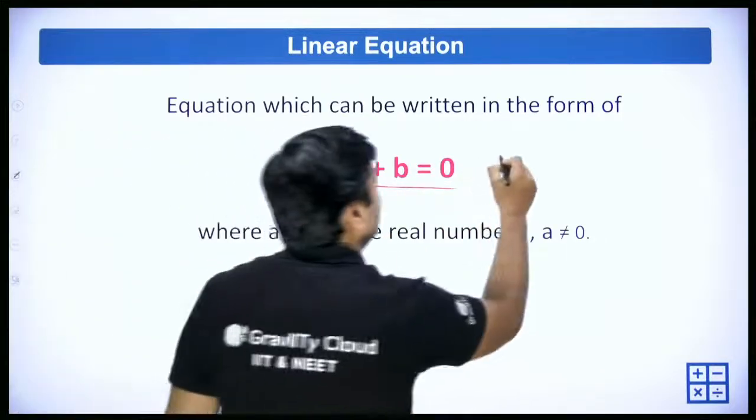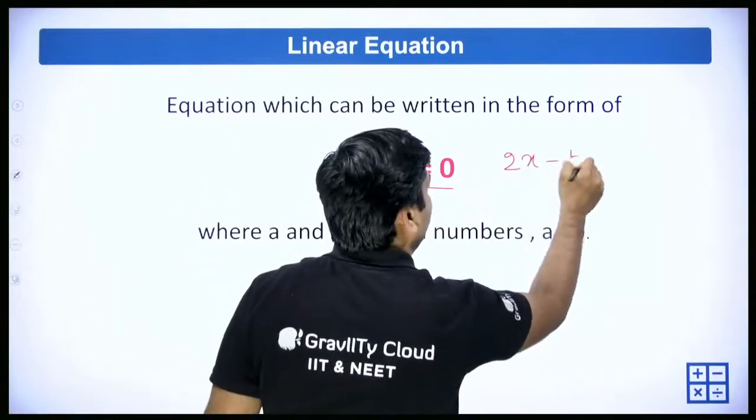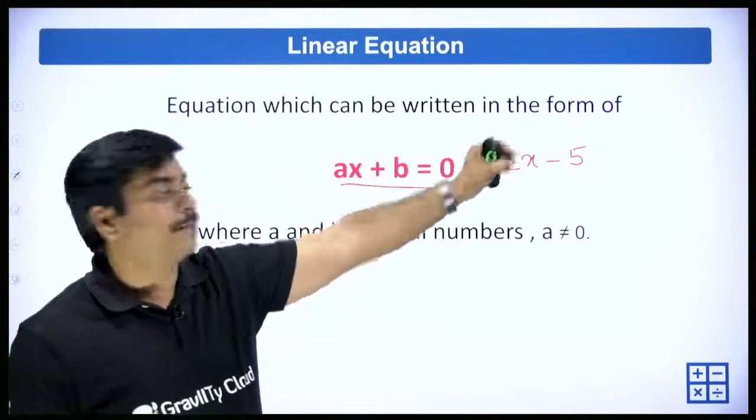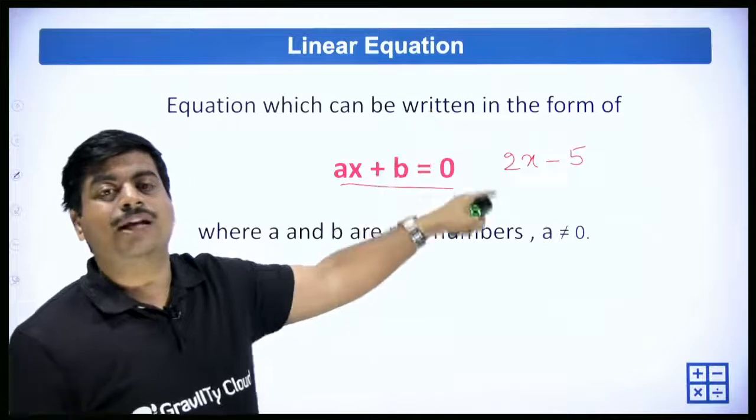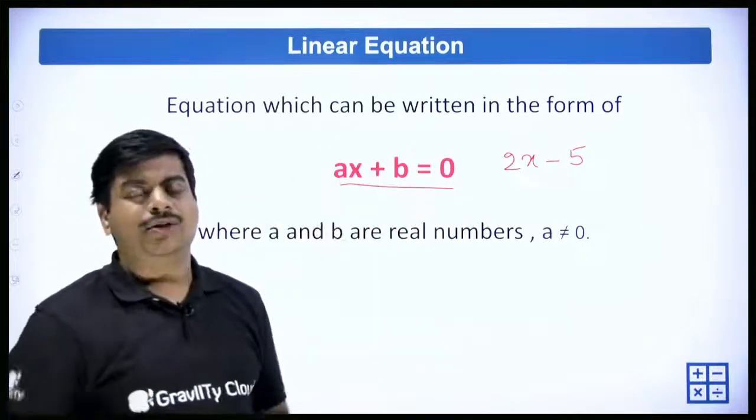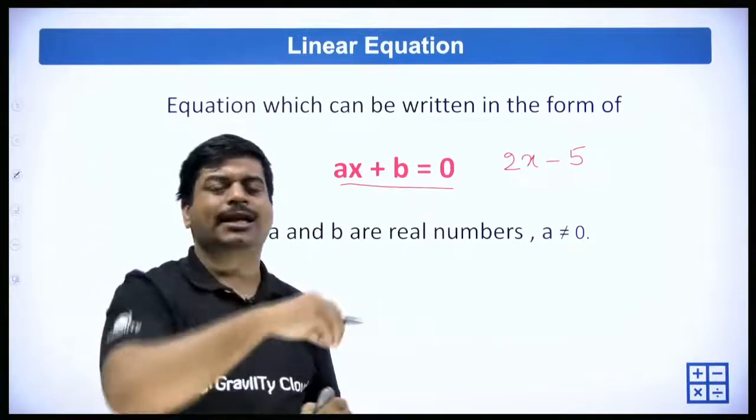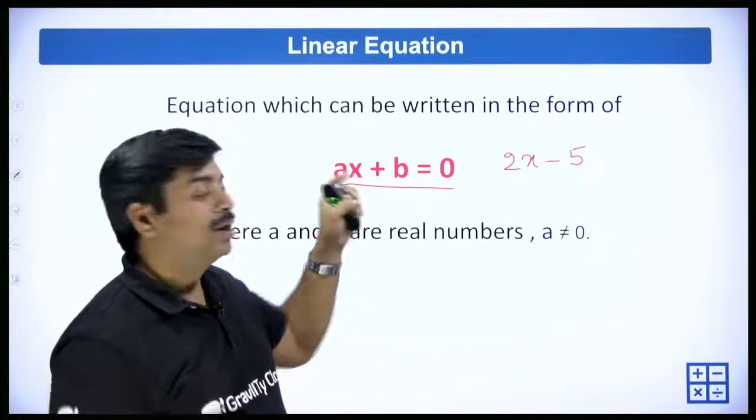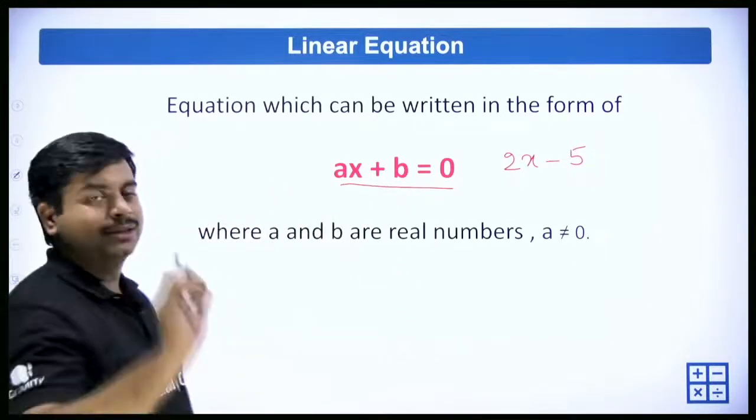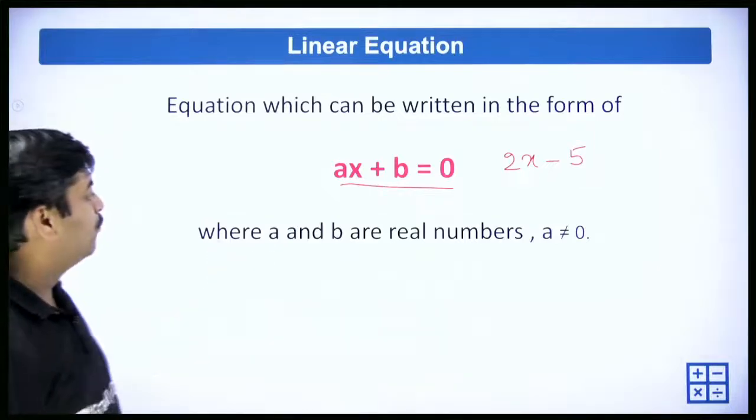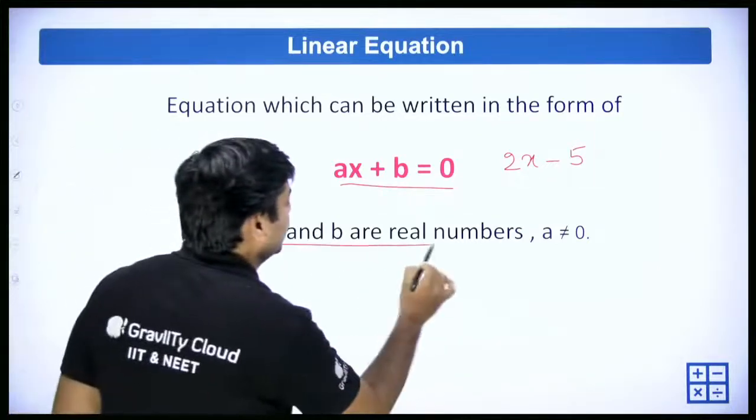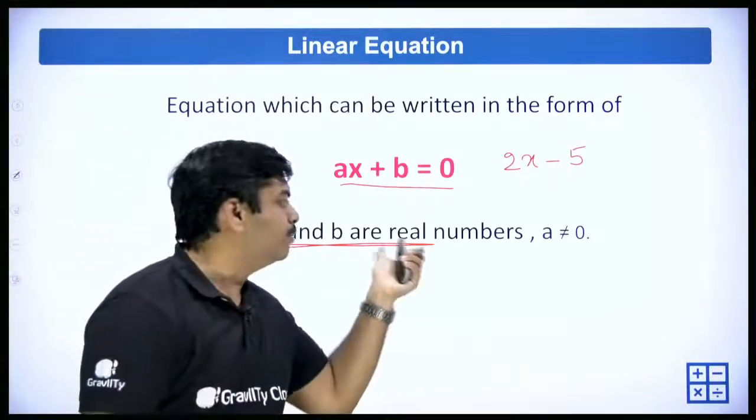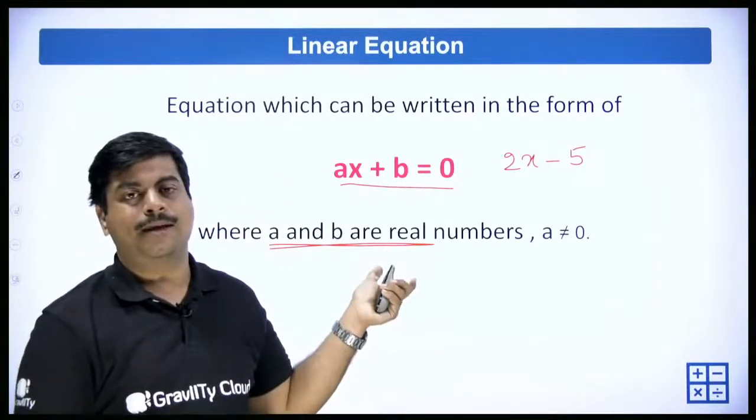Something like the number which we just discussed, 2x minus 5, 2 is fixed, you cannot change that. 5 is fixed, you cannot change that. But x is a variable, you can keep any value. You can keep 1, 2, 3, minus 1, minus 2, whatever values. That is the reason it is called a variable. And there is one more condition, where a and b are real numbers. You may get a doubt, what do you mean by real number?